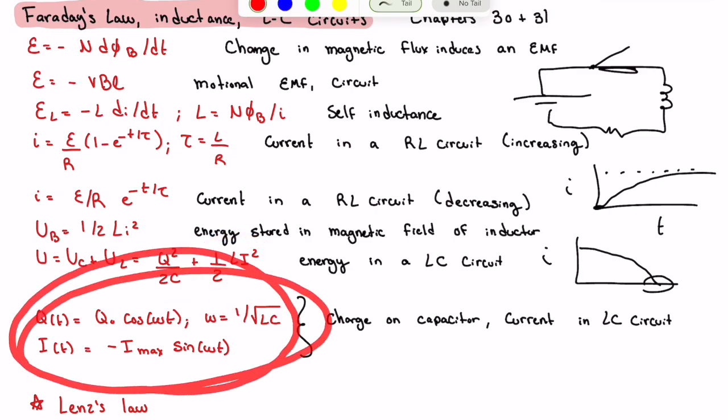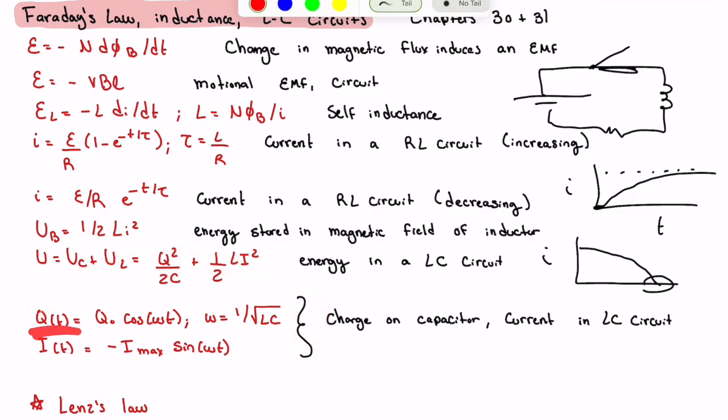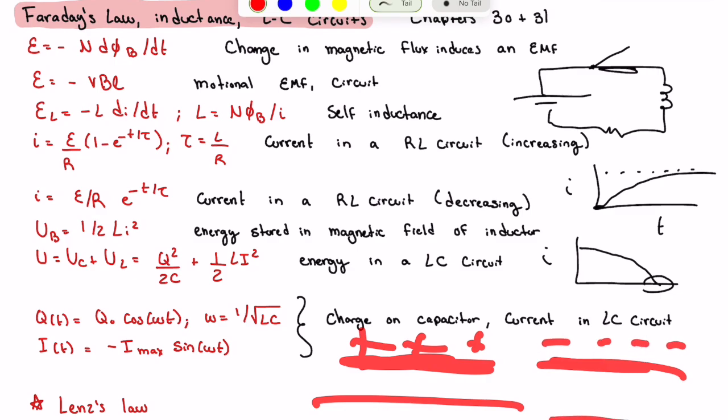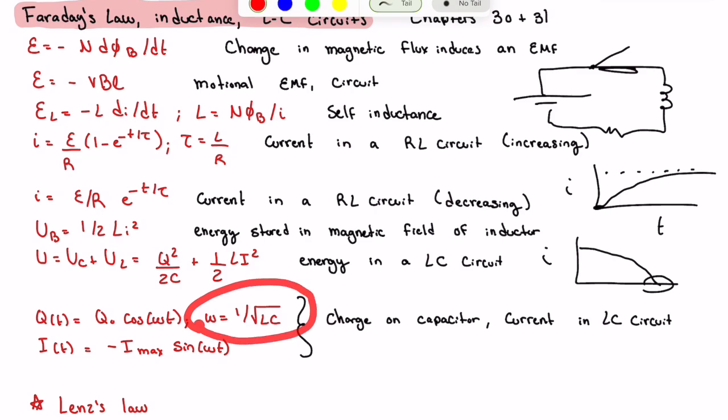For this circuit, an LC circuit, we talked about Q of t, just saying, okay, where is the charge? Is the charge on the top plate of the capacitor? Is it positive here and negative here? How much charge is built up? Or is it negative and then positive? Because we saw that it would flip. And it would flip with this rate: omega is equal to 1 over square root of LC.